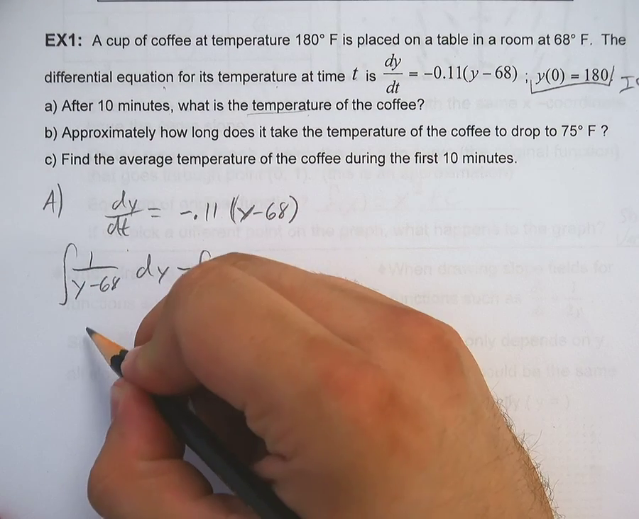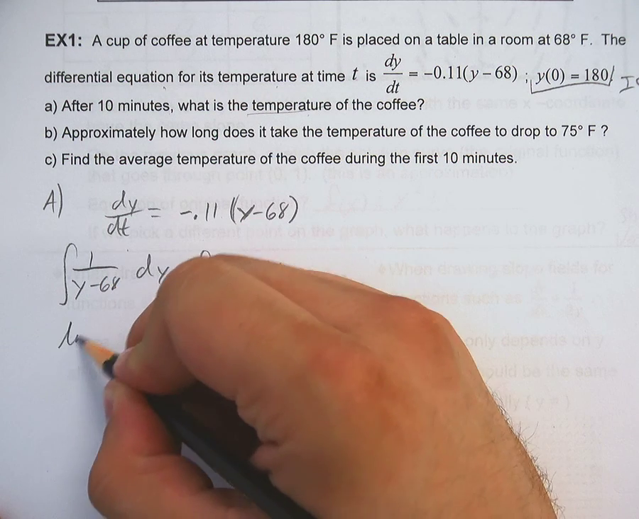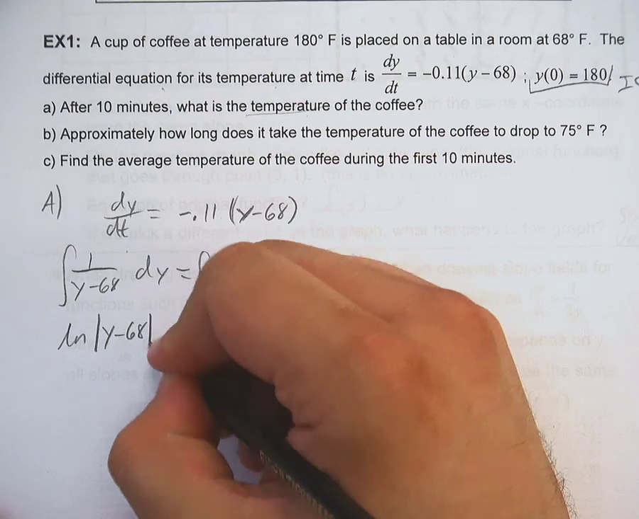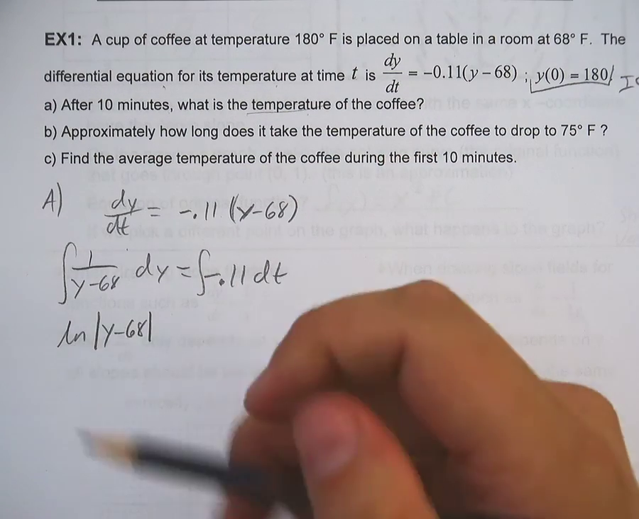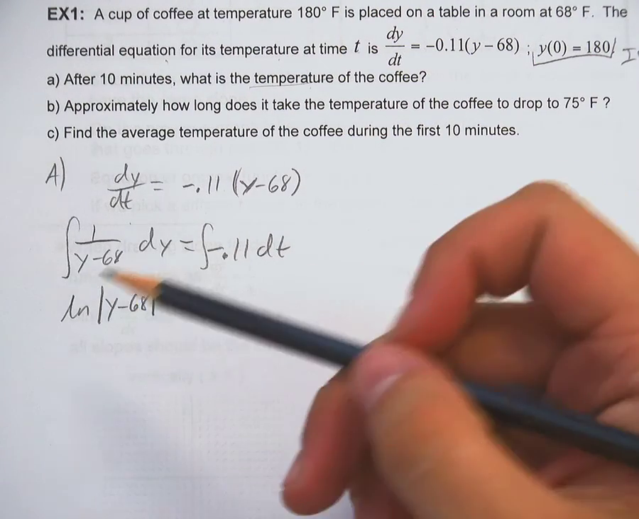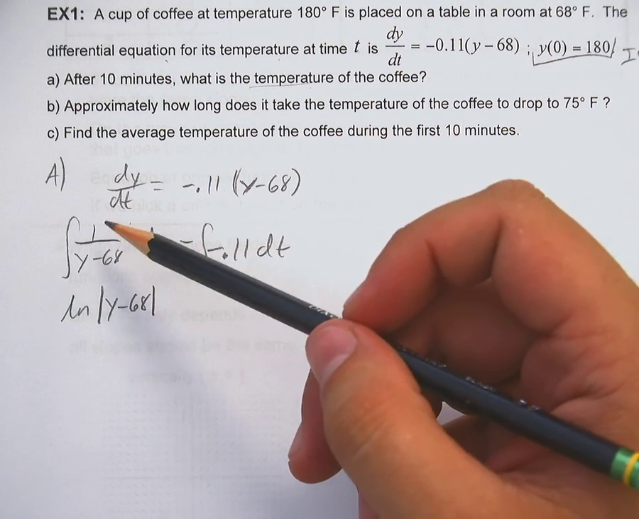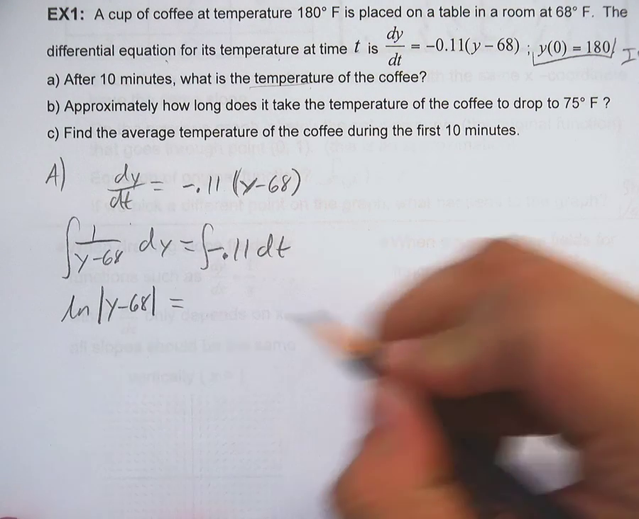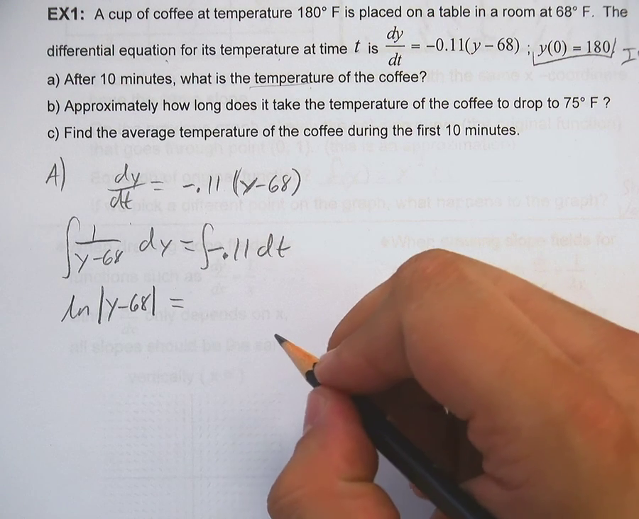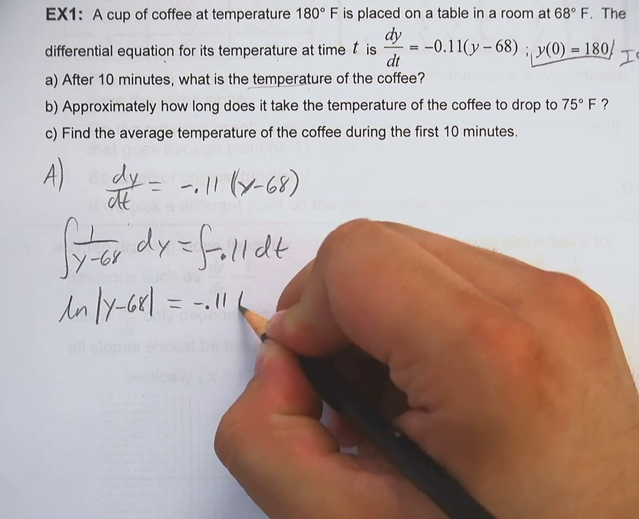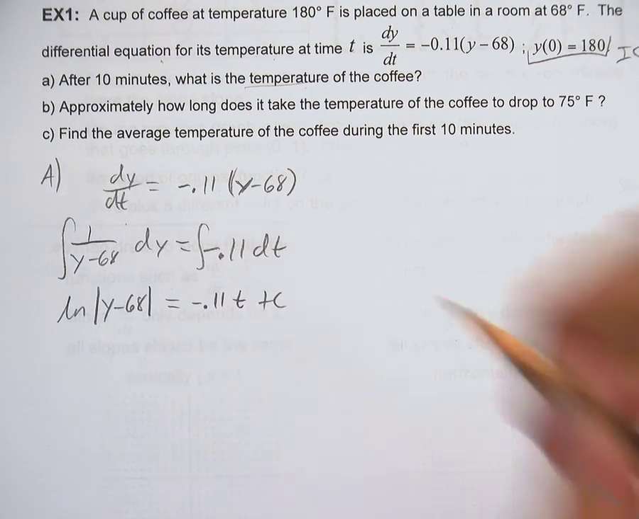And this is going to be the natural log of |y - 68|. See, I don't need a u substitution here because it's just 1 over u, and the derivative of that is just 1, so there it is. And the integral of the right side, we have -0.11t + C.